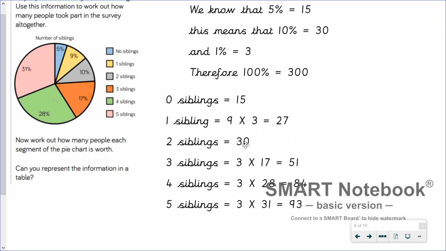10% was 30, so 2 siblings is 30. 3 siblings was 17%, so we times that by our 1%, which was 3. 3 times 17 is 51. So 51 people have 3 siblings.